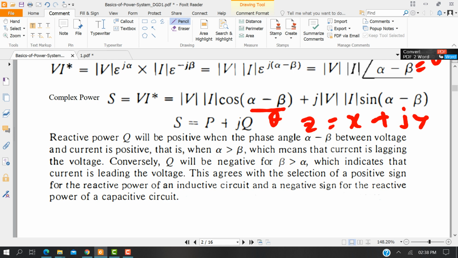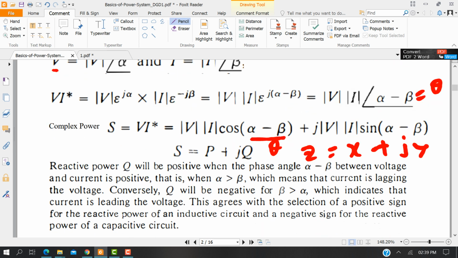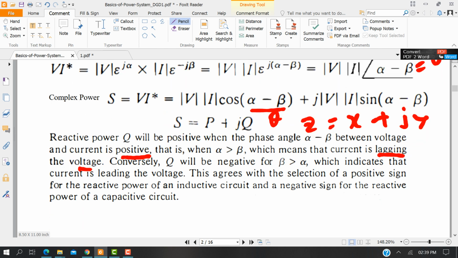Q is positive when theta, the angle between voltage and current, is positive, because alpha is the angle for voltage and beta is the angle for current. So this is actually the power factor angle. When theta is positive, because alpha is greater than beta, that means the current is lagging, because we earlier saw that theta is positive for lagging current. Similarly, the same holds for a capacitive circuit.